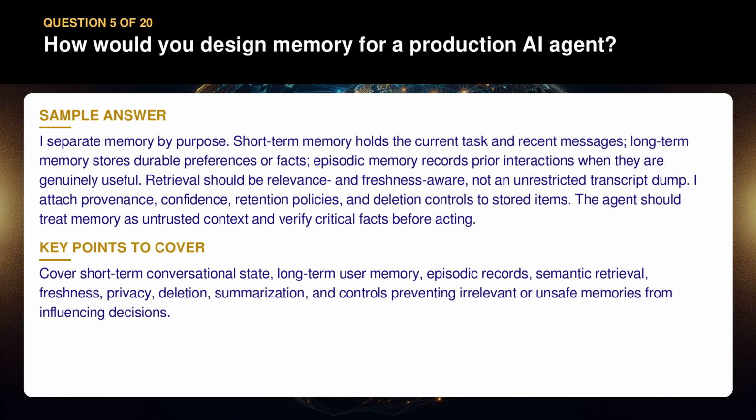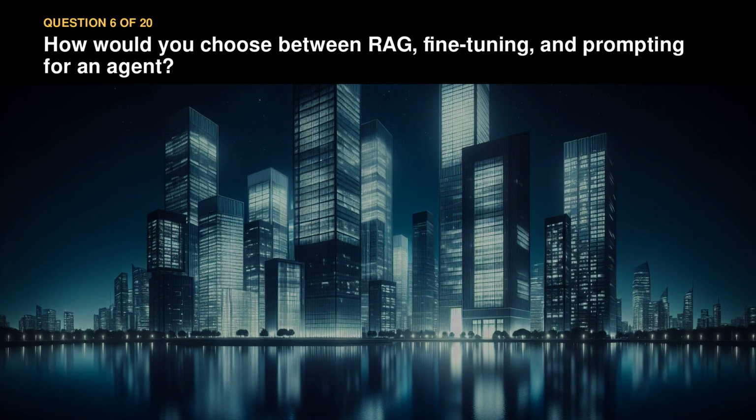Cover short-term conversational state, long-term user memory, episodic records, semantic retrieval, freshness, privacy, deletion, summarization, and controls preventing irrelevant or unsafe memories from influencing decisions. Question 6. How would you choose between RAG, fine-tuning, and prompting for an agent?